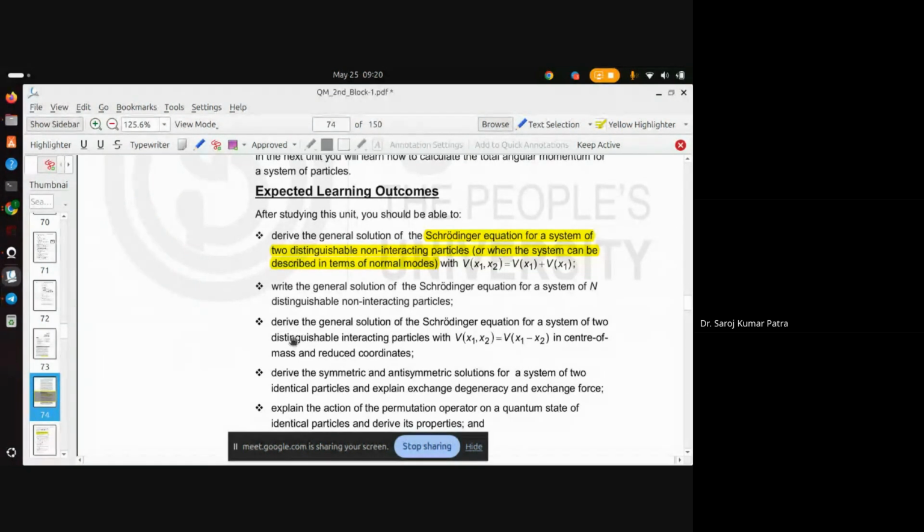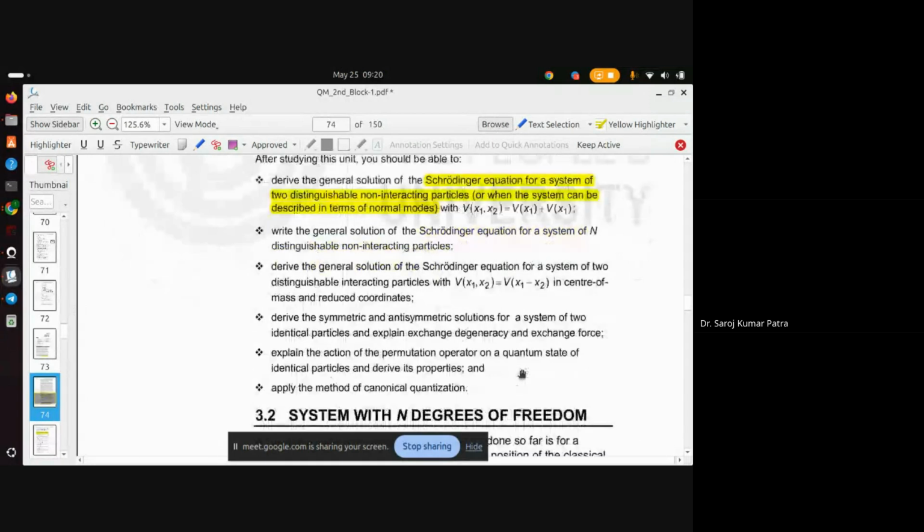Whereas the third point is the general solution of the Schrodinger equation for a system of two distinguishable but interacting particles. When particles are interacting, the potential of one is affecting the potential of the other, so V(x1, x2) will be equal to V(x1 minus x2) in the center of mass or reduced coordinate system. And then later on we'll move over to quantum mechanics and see how exactly identical particles are dealt with in quantum states.